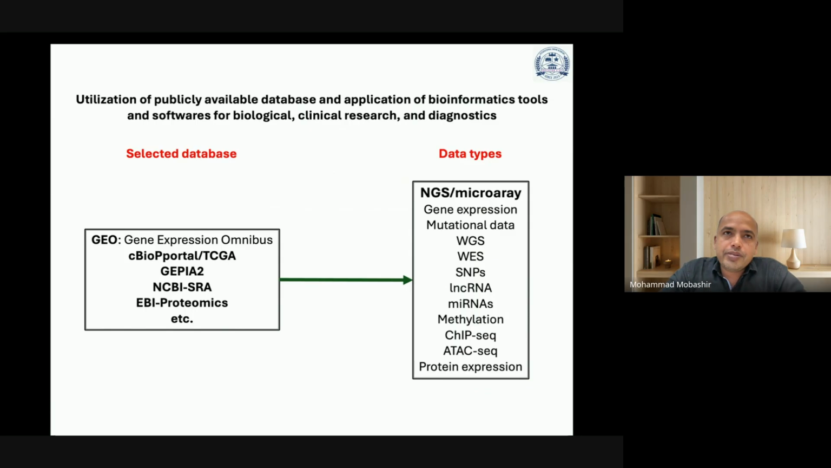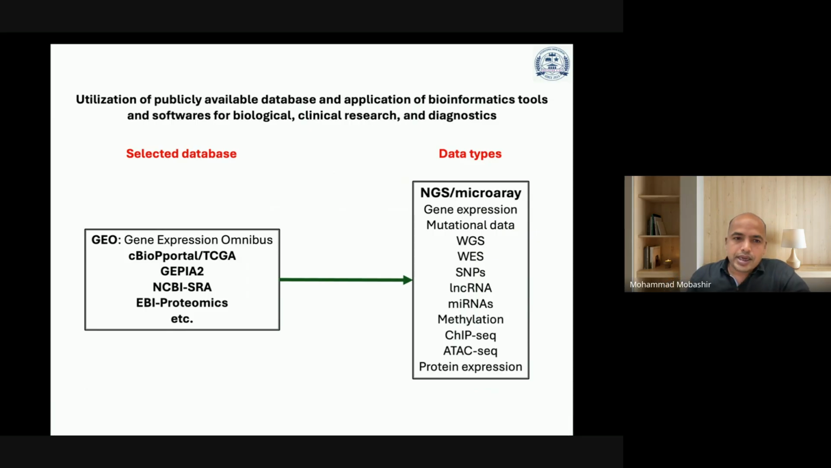generated by microarray platforms, NGS platforms for different types of data sets. For example, gene expression, mutational data, whole genome sequencing, WGS, whole exome sequencing, WES, SNP profiling, long non-coding RNA, miRNAs, methylation data, ChIP-seq data, ATAC-seq data, or protein expression data, which could be extracted from EBI proteomics database.